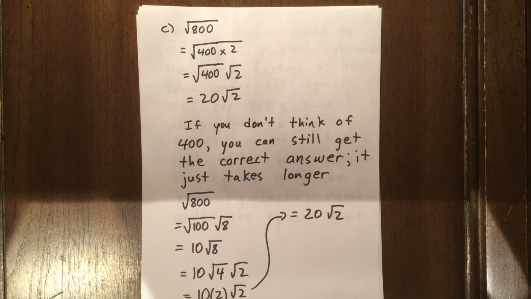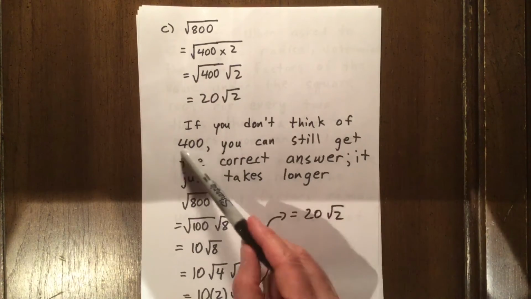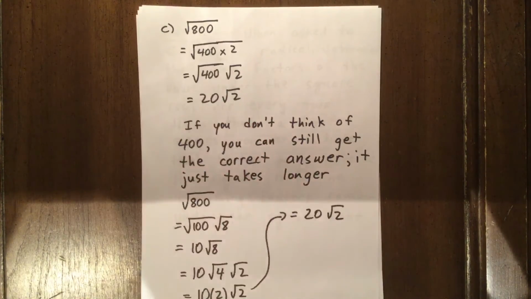But don't worry if you don't think of 400 right away. You might say, oh gosh, I wouldn't have thought of 400. But you can still get the correct answer. It just takes a little longer. Maybe when you look at the root of 800, you might say to yourself, well, that's 100 times 8. So you'd call it root 100 times root 8. Well, the square root of 100 is 10, so you've just simplified root 800 to 10 root 8.